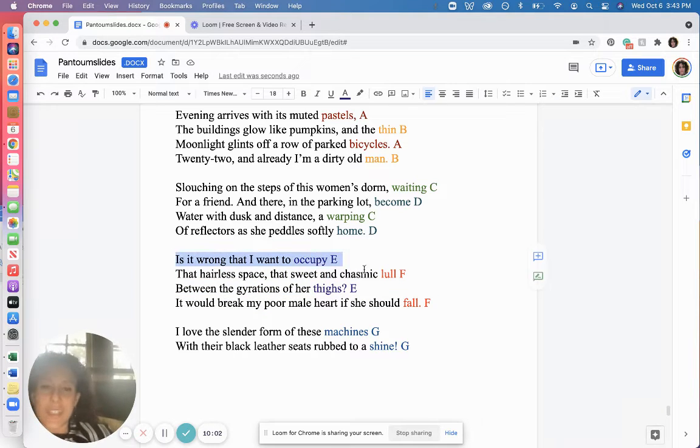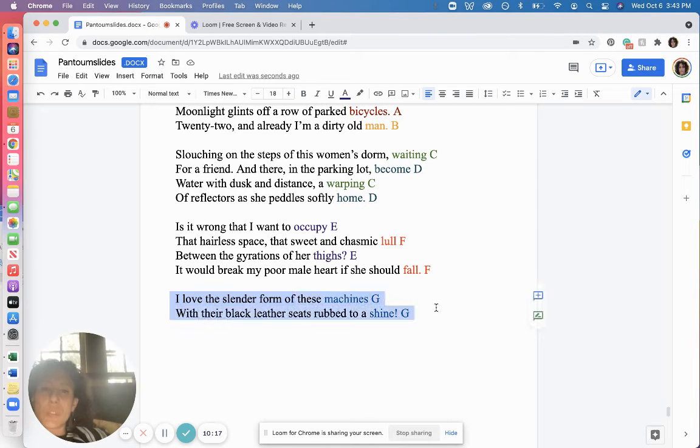Look at that syntax right there. He's not just saying, I want to get in between this girl's legs. He's using syntax manipulation in the form. And this quatrain is a wonderful example of that, to tease us into what becomes an interrogative clause. And then we have the volta or the turn. I love the slender form of these machines with their black leather seats rubbed to a shine. So again, there's the off rhyme and a new rhyme of machines and shine.